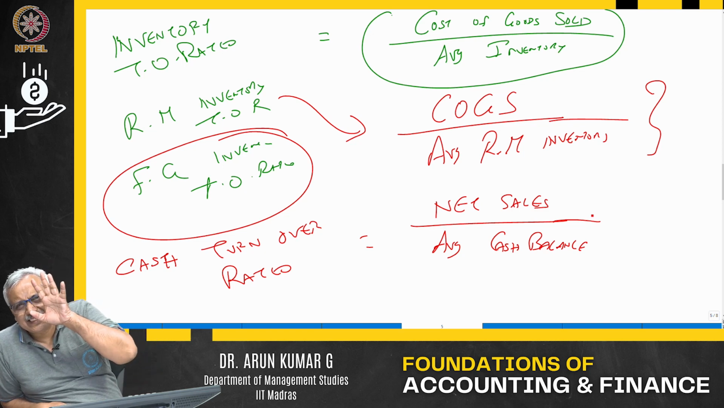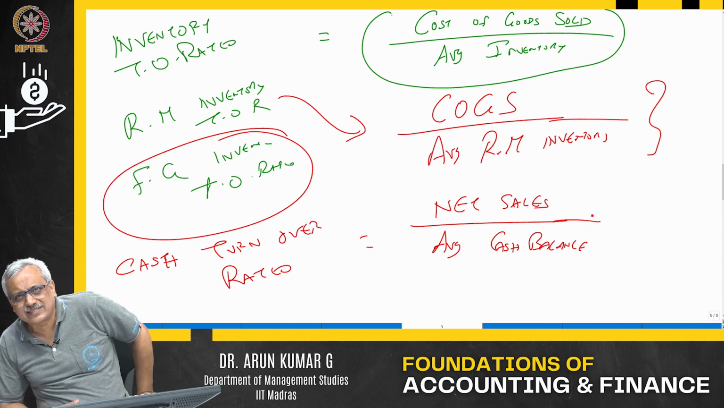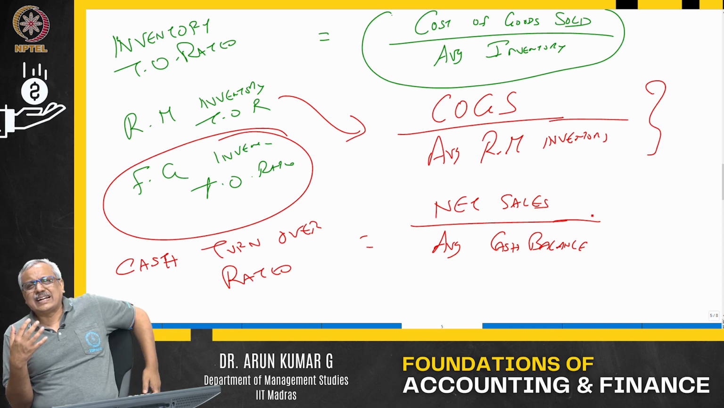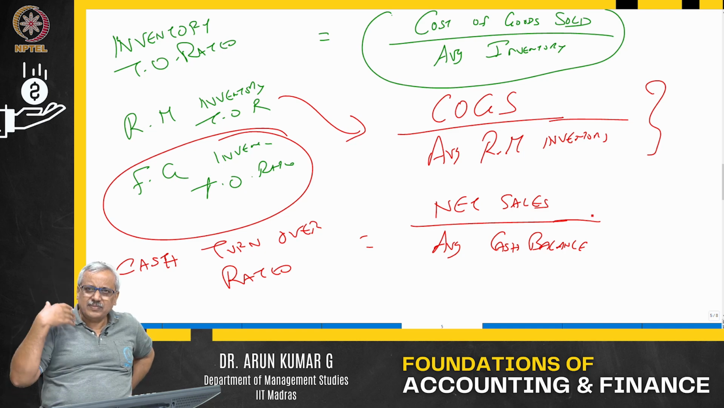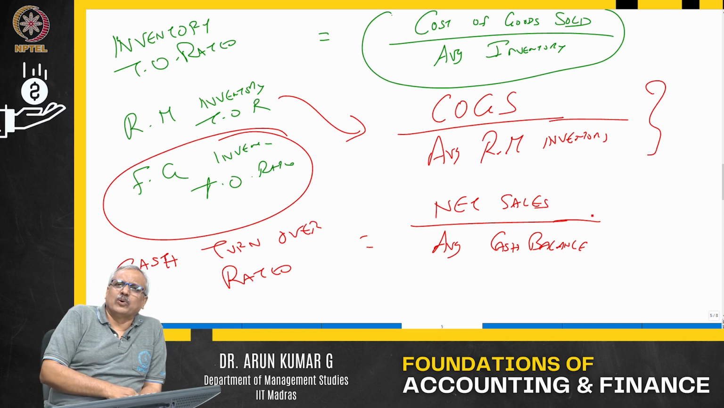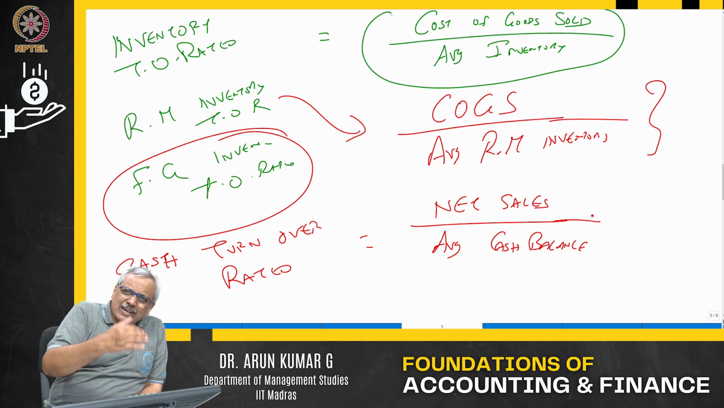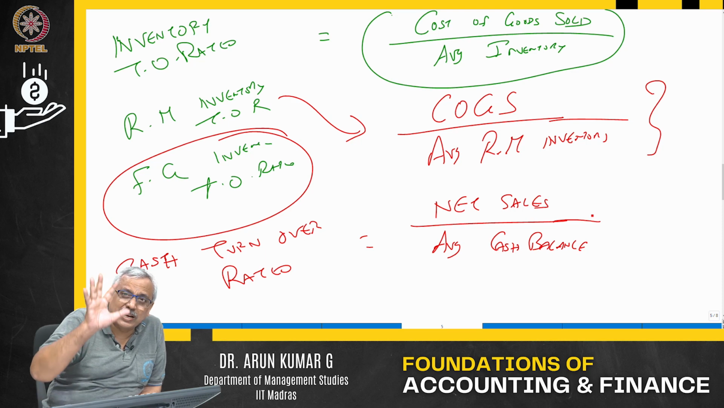Wherever the cash dealings are very high, for example, in a business where the cash inflow and the cash outflow are quite high, I will look at the cash turnover ratio. That means how many times my average cash balance is my net sales in the process. How many times is the sales the average cash balance? I am looking at pure cash.